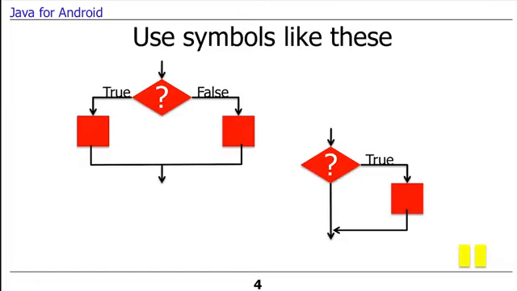Think about this problem for a minute. Pause the course and try to design a diagram when the location of a player is retrieved. If you'd like, use symbols like the ones shown on the screen.